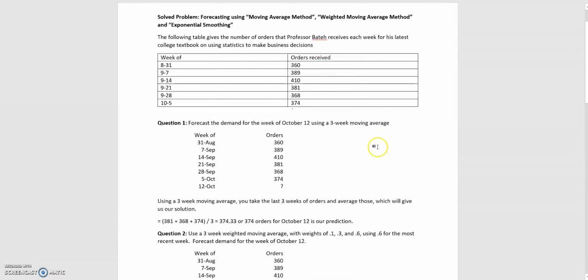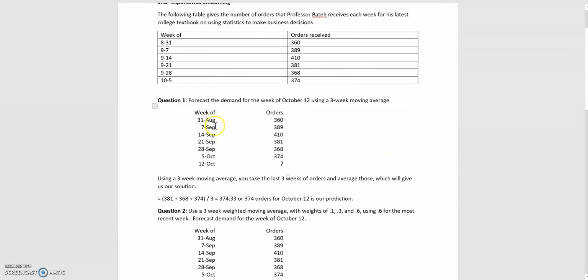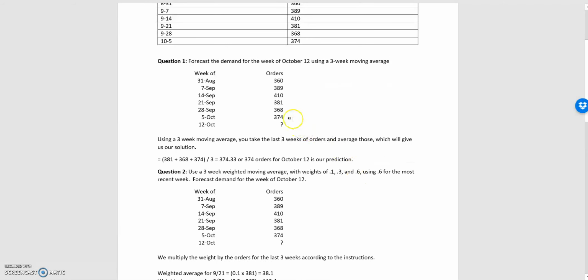Forecast the demand for the week of October 12th using a 3-week moving average. So using the historical data that we have, using a very basic 3-week moving average, we would take the last 3 weeks of orders, which gives us our solution. We take 381, 368, 374 divided by 3, which gives us around 374 orders for our October 12th prediction.